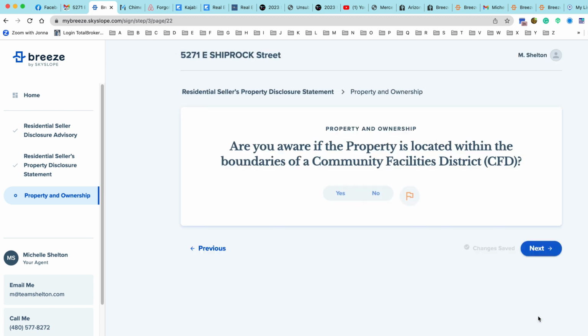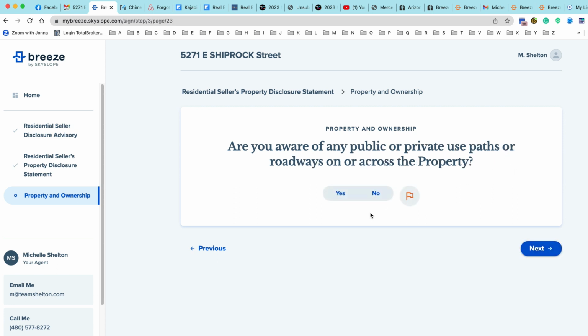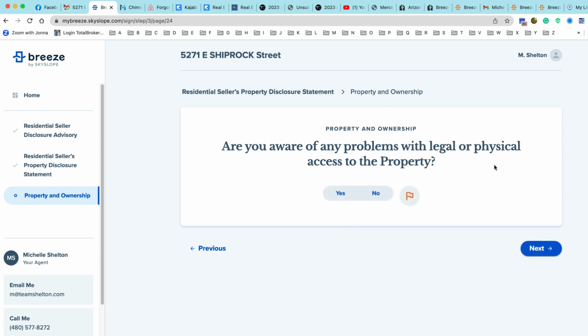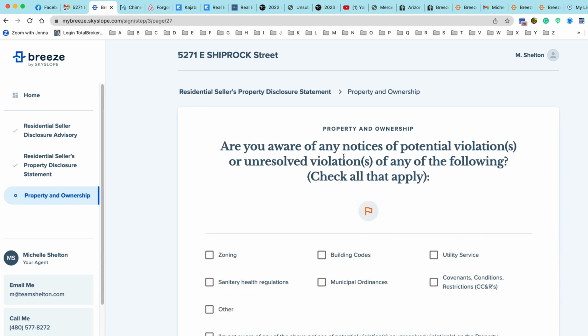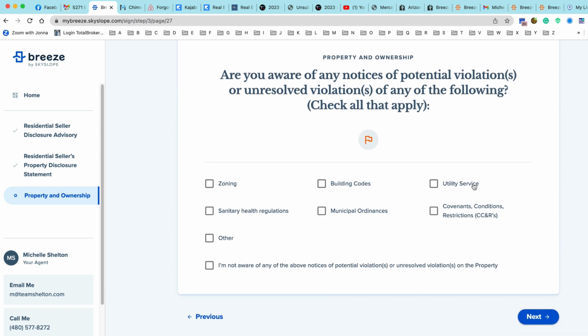That's pretty cool. Are you aware if the property is located within the boundaries of a CFD? No. Are you aware of any public or private use paths or roadways? Well, there's that easement I just talked about, but no. Are you aware of any problems with legal or physical access to the property? No. The road or street access to the property is maintained by the city. Are you aware of any notices of potential violations or unresolved violation of any of the following? No.